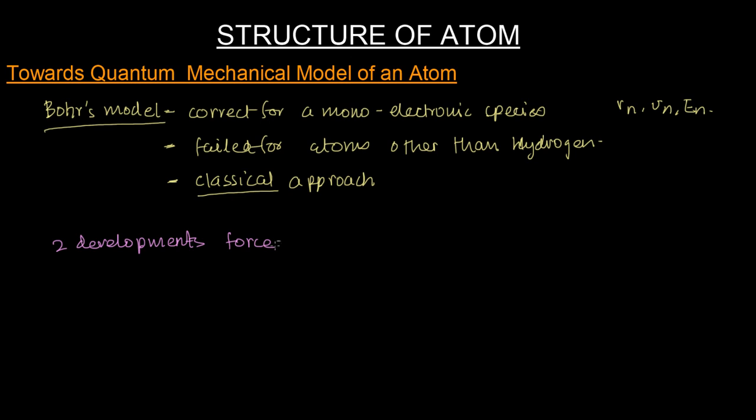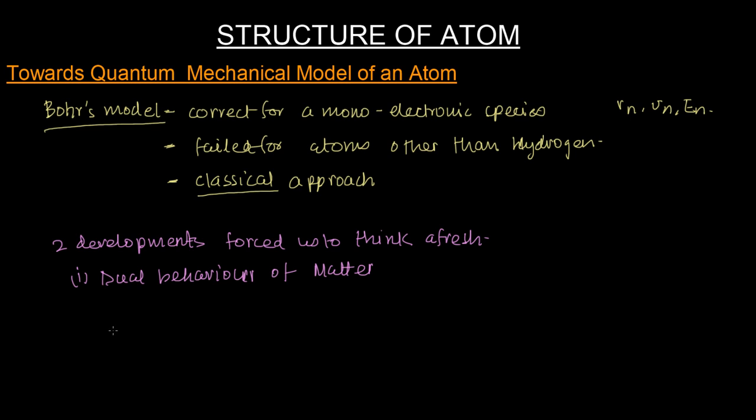What did they do? They forced us to think afresh, because they were radically different from whatever we had known till now. The first development was the dual nature of matter, the dual behavior of matter. And the second one was Heisenberg's uncertainty principle.